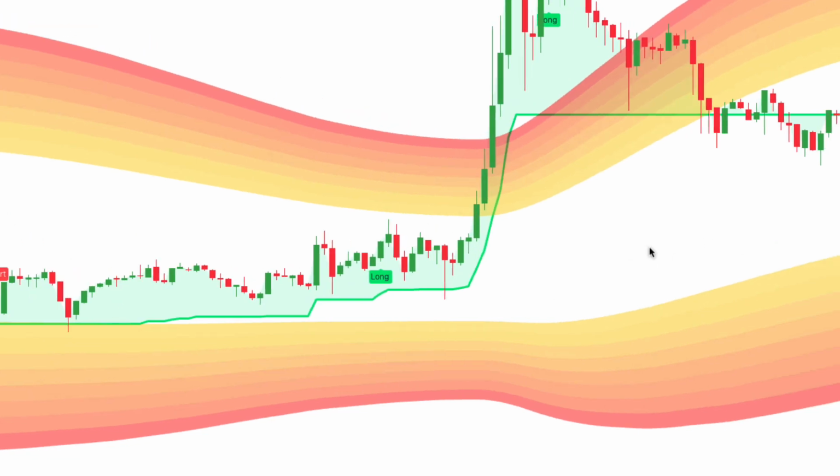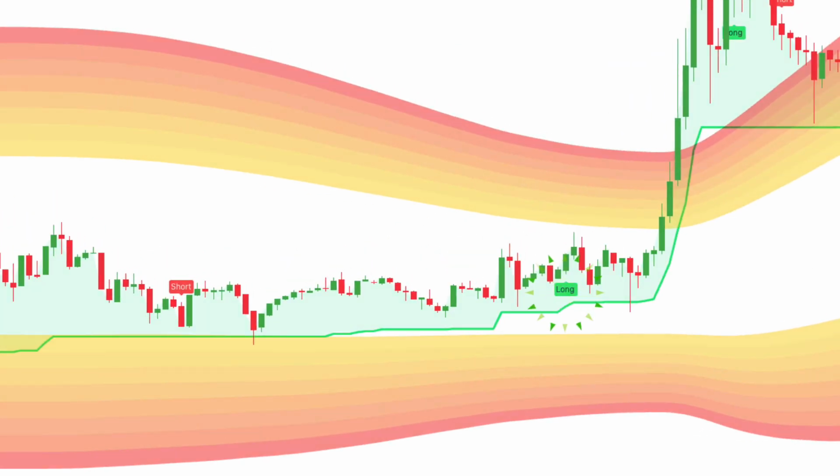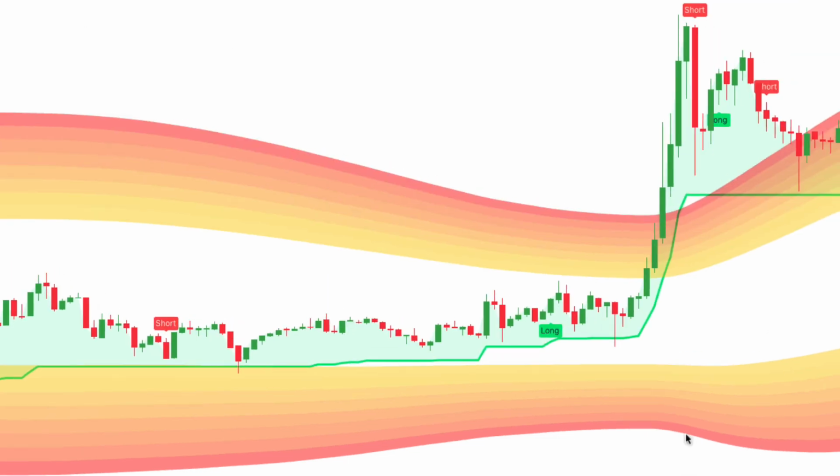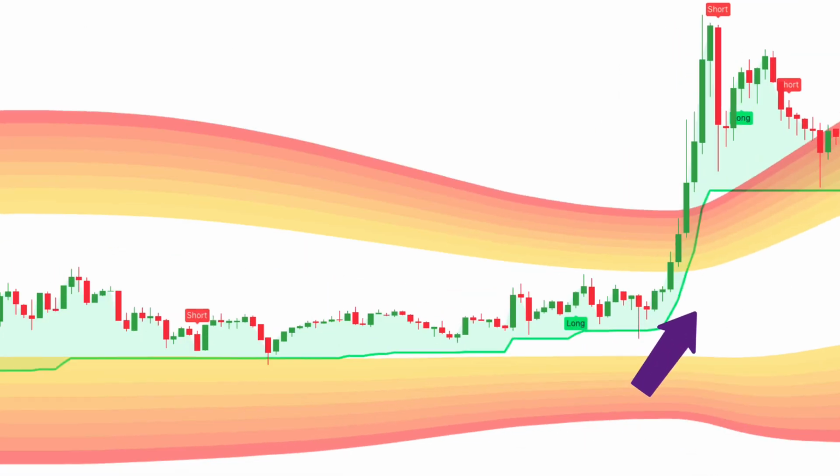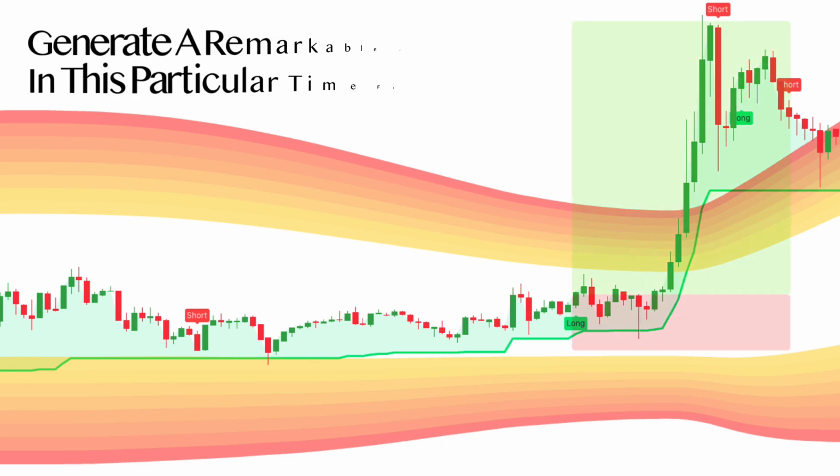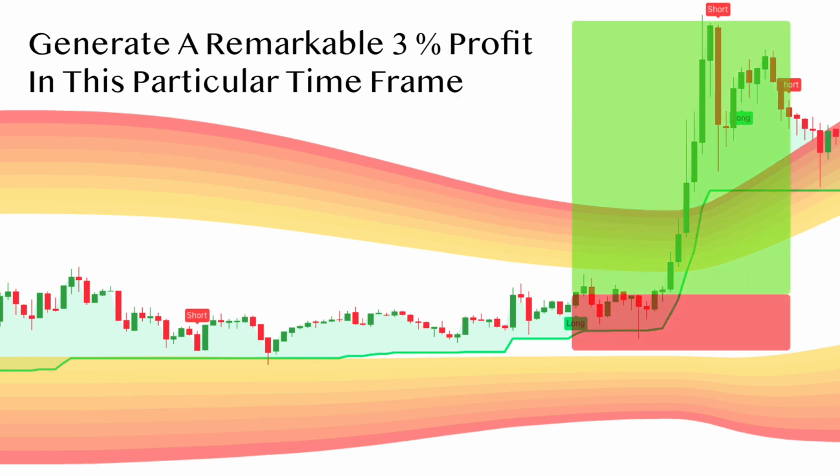Let's take an example of a long signal that occurred here. The trend is ascending as the price is above the G trend indicator and the G trend graph is green. This signal presents an opportunity to enter and generate a remarkable 3% profit in this particular time frame.